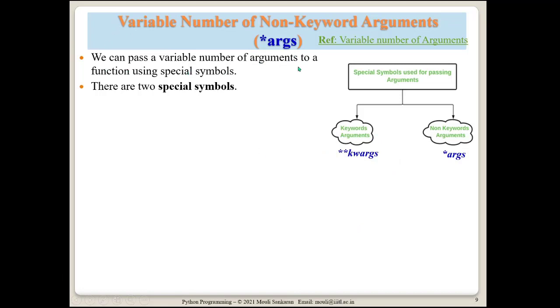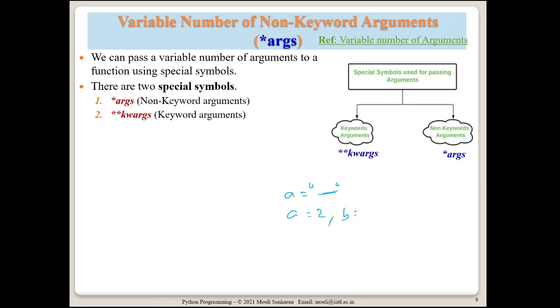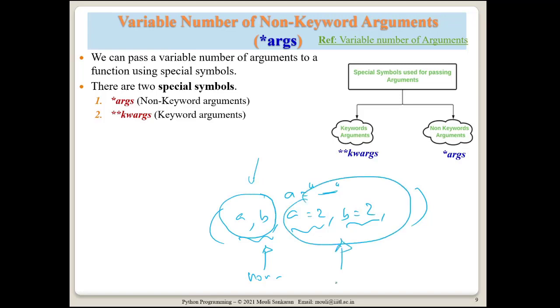We can pass a variable number of arguments to a function using special symbols. There are two special symbols: one is star args for non-keyword arguments, and star star kwargs for keyword arguments. Okay, you know what a keyword argument is. That is something followed by a value, it need not be a string, it can be some number. So this is a keyword argument, and if you are just passing a parameter, it is a positional argument or a non-keyword argument. So you have n number of non-keyword arguments, and then you have a variable number of keyword arguments. Then you can mention it as this.